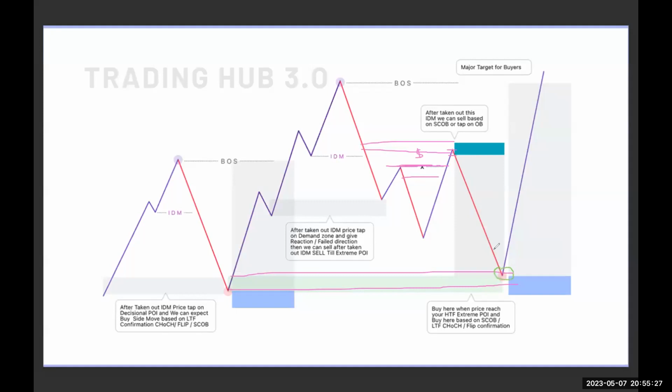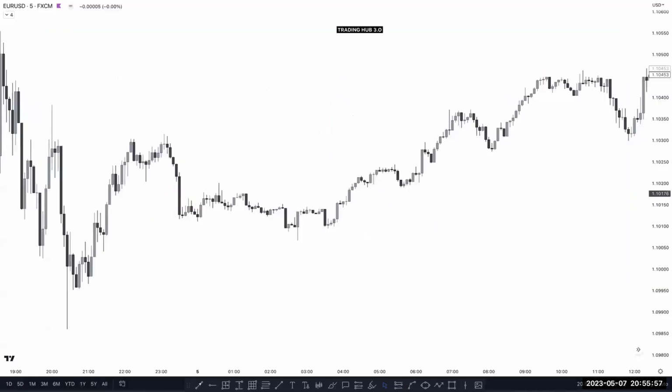When price taps here, you can also buy or sell based on the flip entry module and chalk entry module in a lower time frame, also the single candle order block. For the single candle order block, you have to wait for it in a higher time frame first, and then switch to a lower time frame. Okay, so this is a bullish scenario and how you can deal with different types of situations. Now I'm going to show you a bearish market.